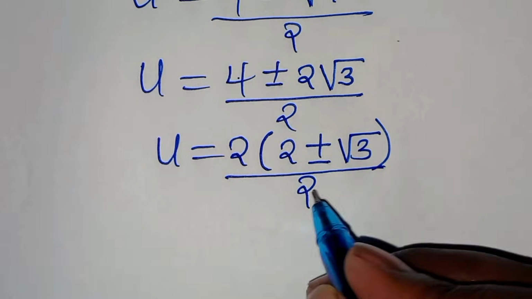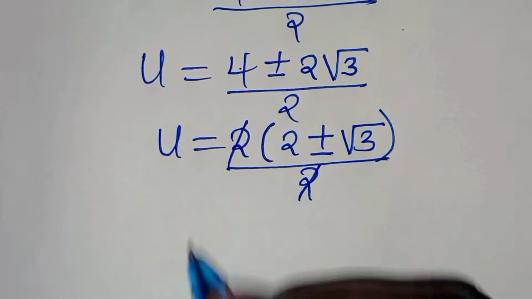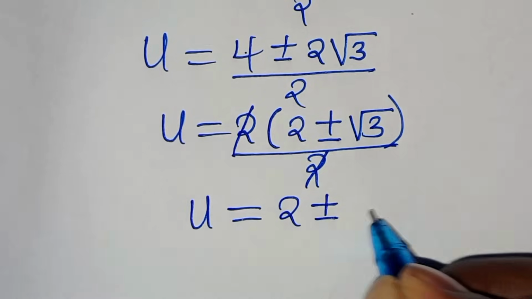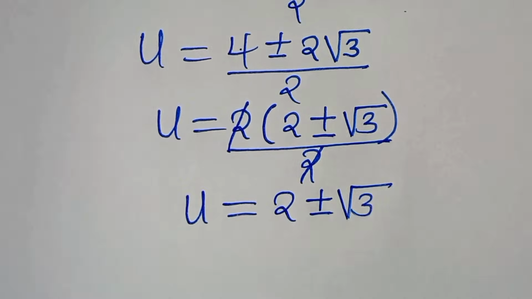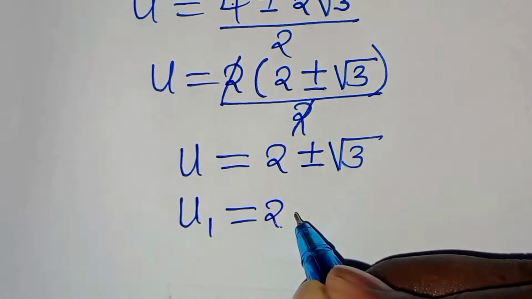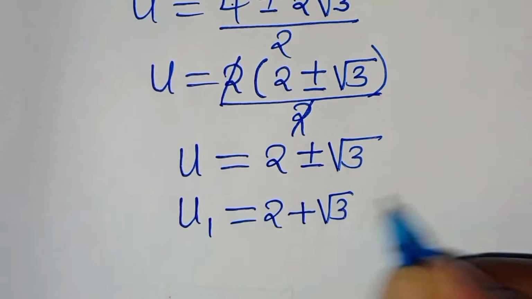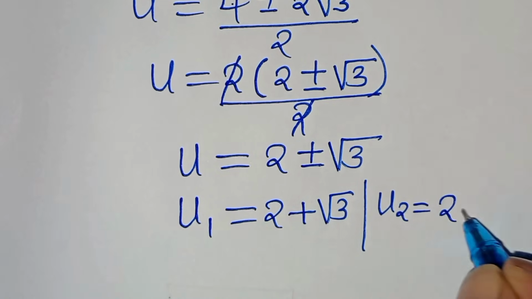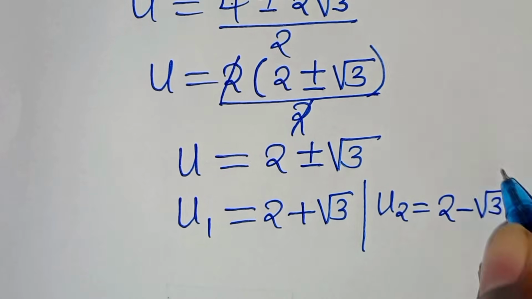Now let's simplify 2 and 2 here, so that we have u is equal to 2 plus or minus square root of 3. So we have two values of u. We have u1 is equal to 2 plus square root of 3, and we have u2, this is equal to 2 minus square root of 3.